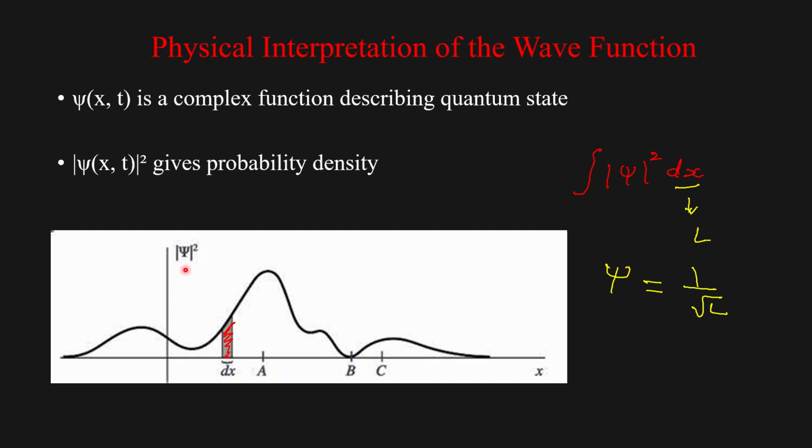Here, in the case of a one dimensional particle, this probability density is modulus psi squared per length. Because the unit of psi is 1 over square root of length, it is the probability density per unit length.